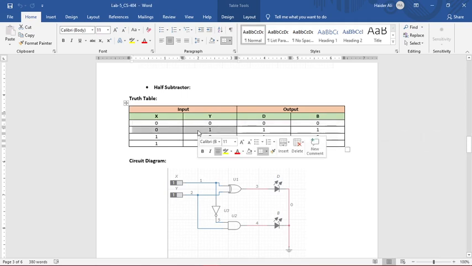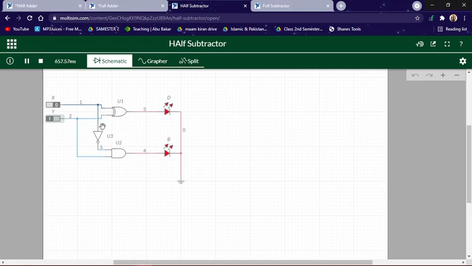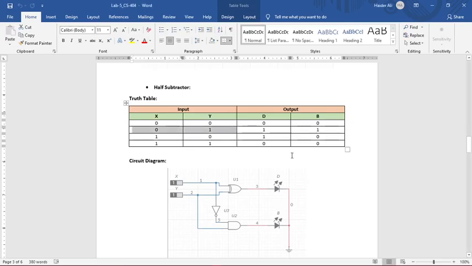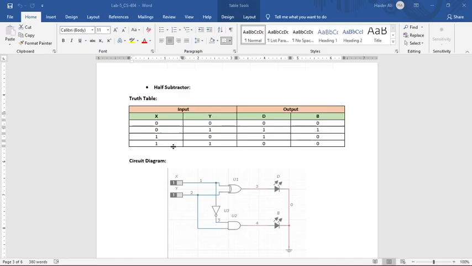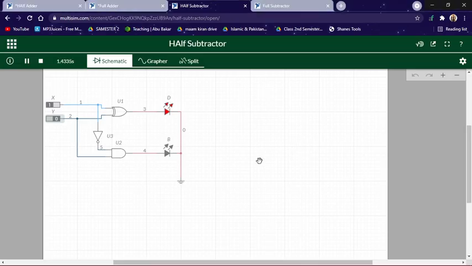When X is 0 and Y is 1, both outputs B and D are 1. When X is 1 and Y is 0, then D is 1 and B is 0. When both inputs are 1, both outputs are 0. This is the working of a half subtractor.